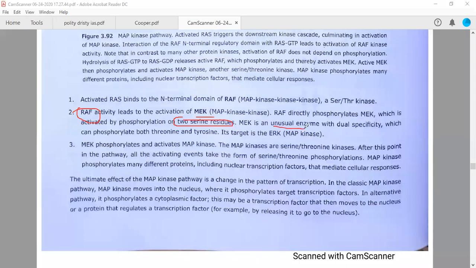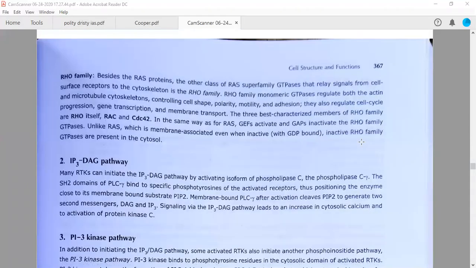It is an unusual enzyme because there is dual specificity. It can phosphorylate both threonine and tyrosine on the target that is called ERK or the MAP kinase. The MEK kinase phosphorylates and activates the MAP kinase. And finally, the MAP kinase is a serine threonine kinase. All these things we have discussed actually from the book by Cooper. Okay, so you can read this.